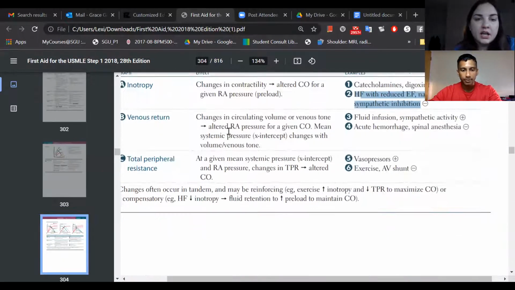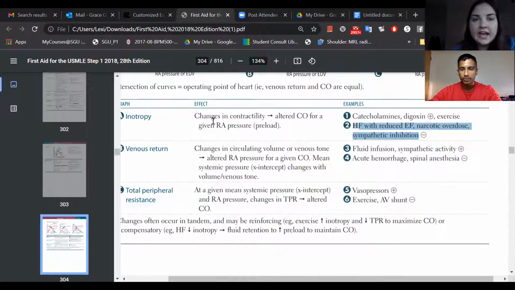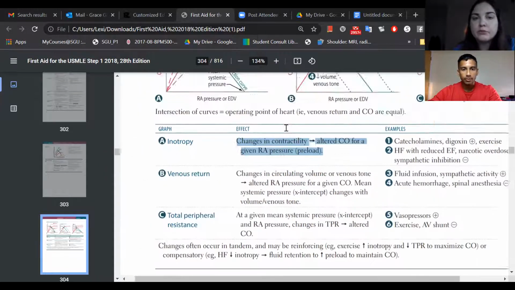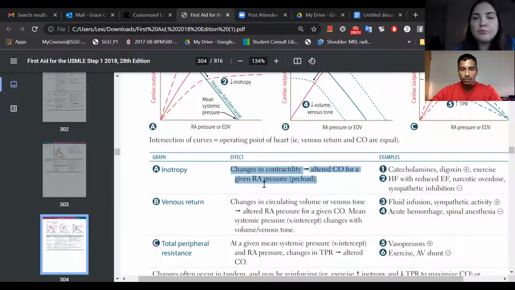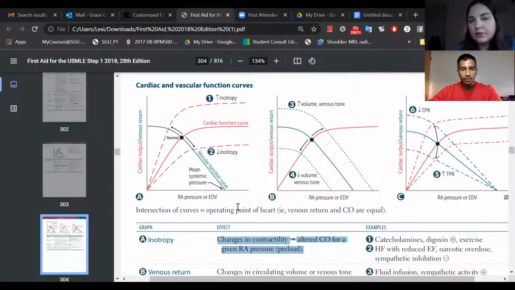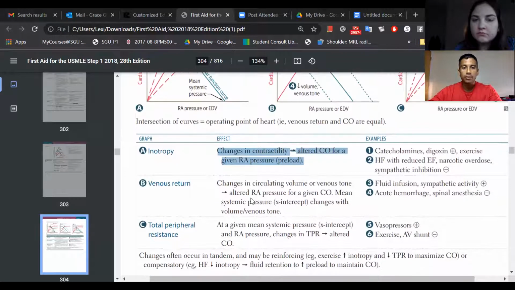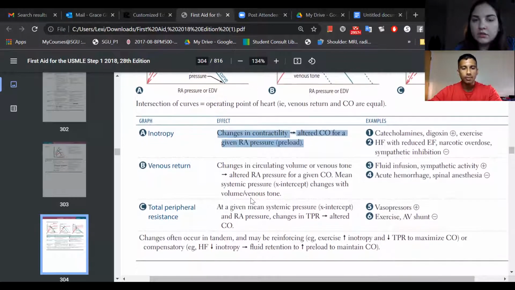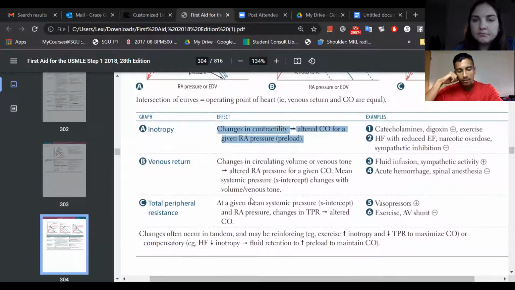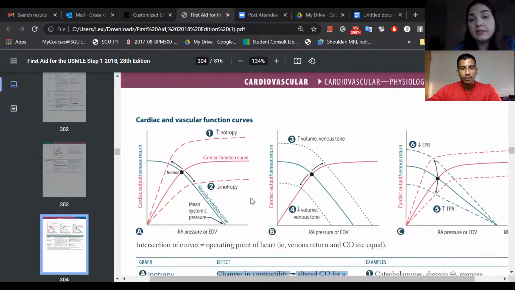Okay. The examples, we read that. Changes in contractility alter cardiac output for a given right atrial pressure, preload. For a given right atrial pressure, saying without changing the preload. So you're going to stay along that line. Okay, that's all three of these. So these are worth memorizing.